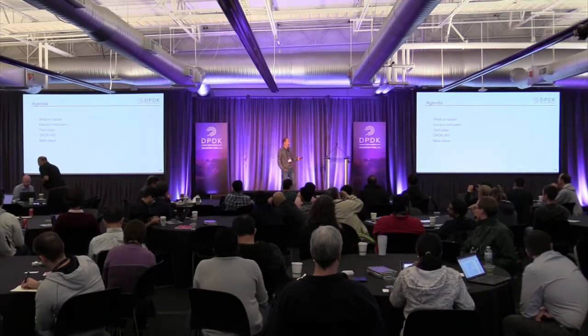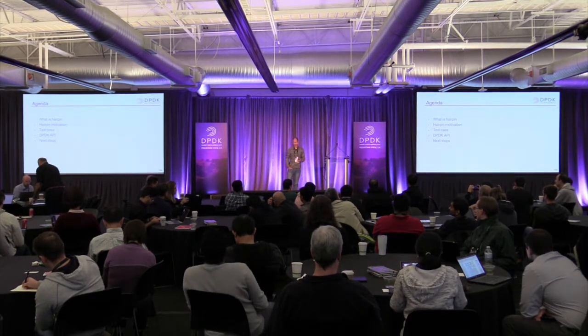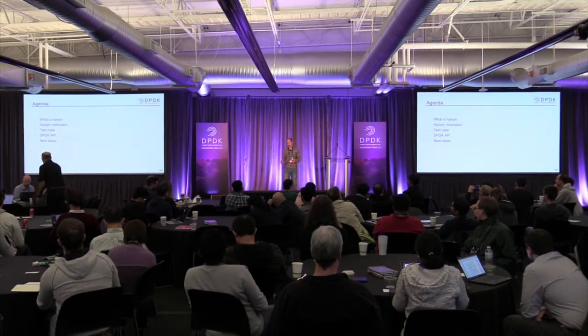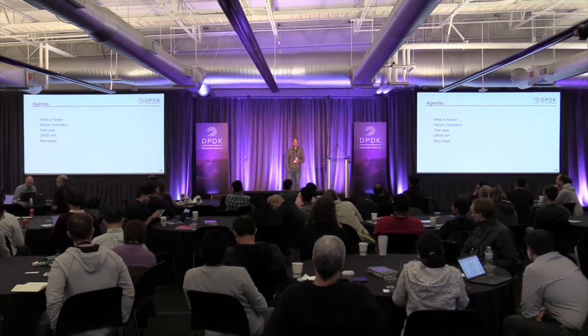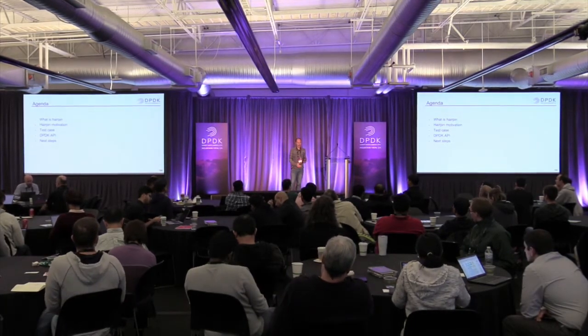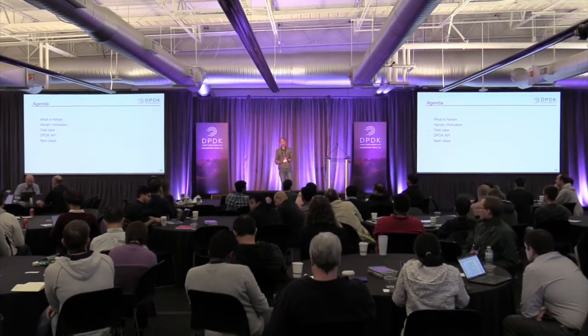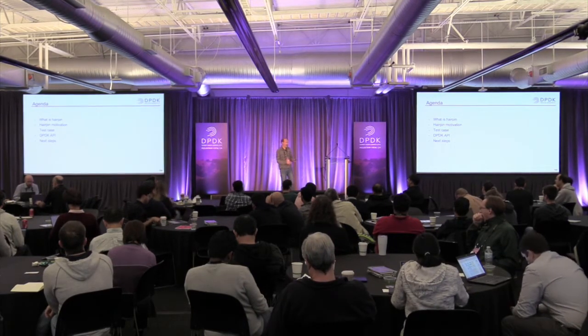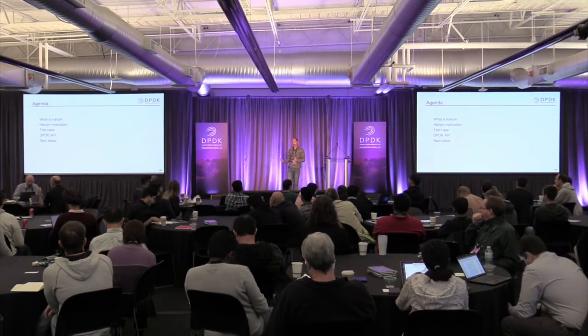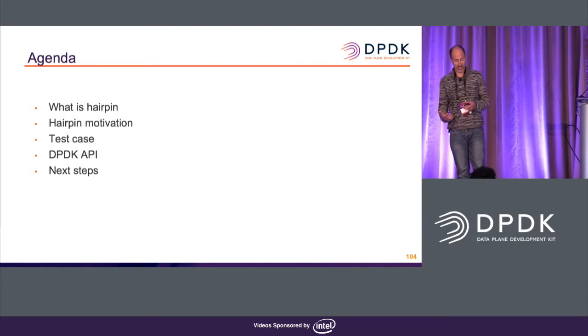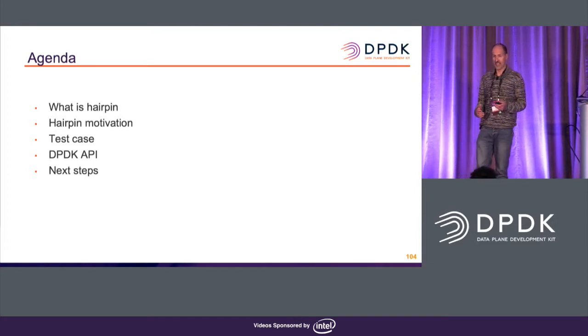Actually, we talked about a lot in these presentations about offloading, and this is one of them. So let's talk. First of all, we'll see what the Hairpin feature is and what the motivation for using it is. We'll see some test cases. We'll see the DPDK API that required some changes, and what the next steps regarding this feature are.